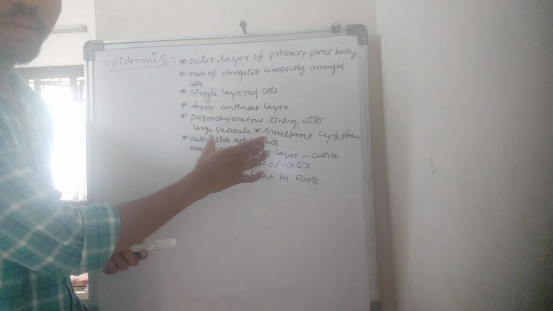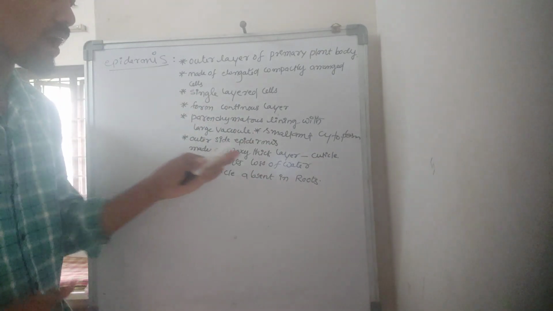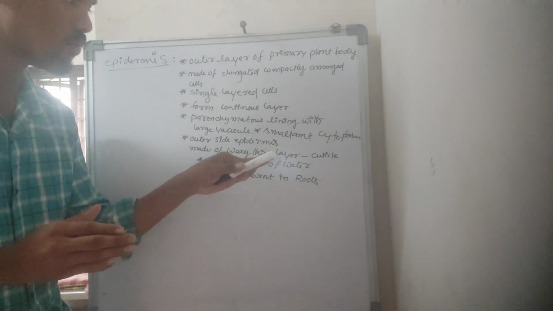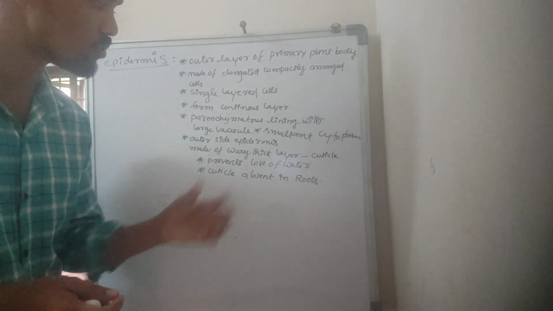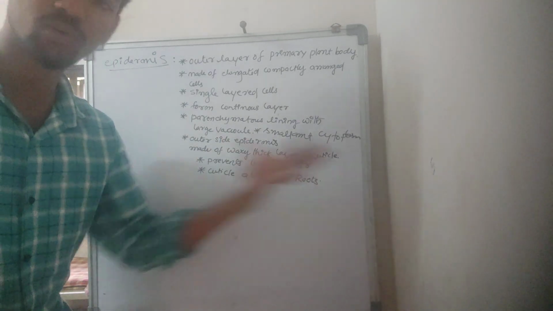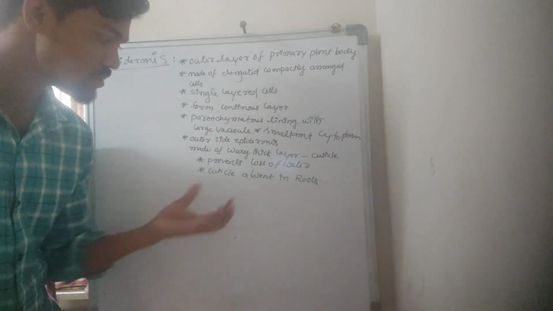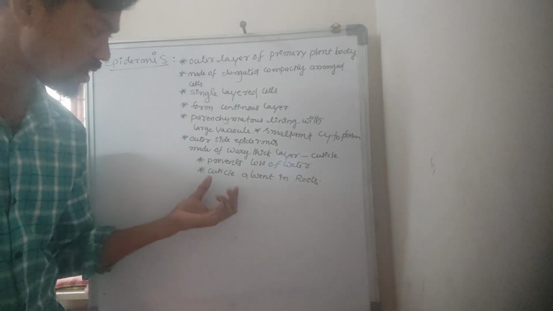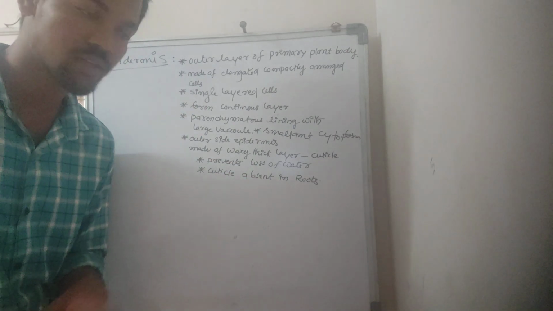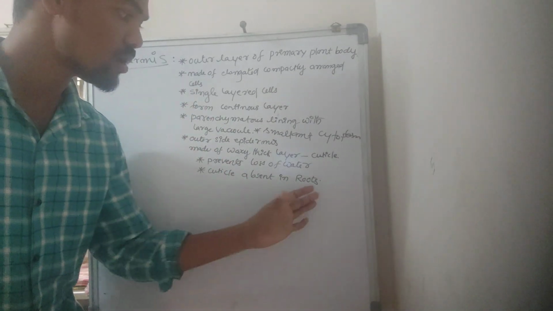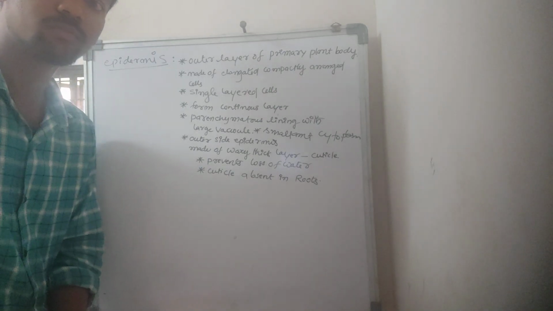On the outer side of the epidermis there is a waxy thick layer. This is called the cuticle. The function of the cuticle is to prevent loss of water, and the cuticle is absent in roots. These are the main questions. Cuticle is absent in roots.